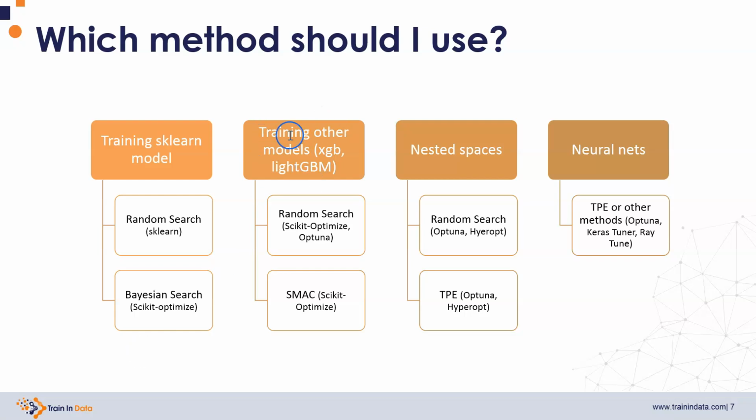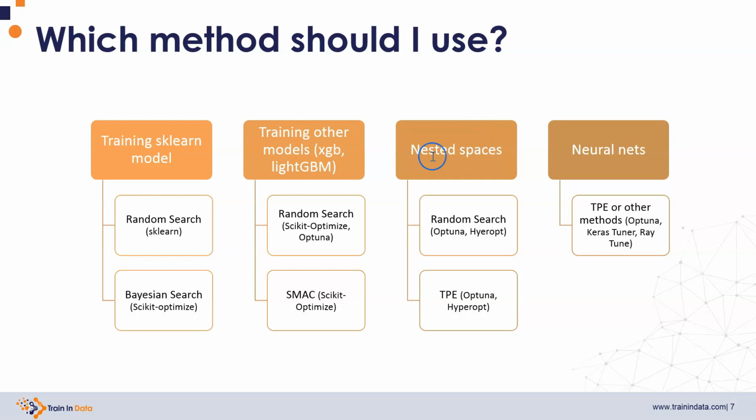If we're training other models that are not in the scikit-learn package, for example XGB or LightGBM, I would suggest to start with random search, and we can do this using scikit-optimize or Optuna. And if we want to use a Bayesian optimization, we should probably try SMAC because it has been shown, or it is thought, to outperform GP and TPE based Bayesian optimization methods.